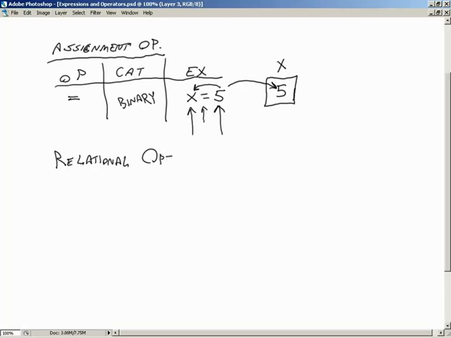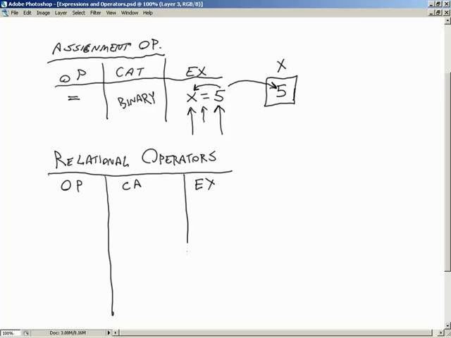Operators. All right. So with relational operators, what do we have? Again, I'm just going to continue working on down. So our operator, the category, and let me give you some sort of example, like such. And my straight lines, how great do they look today?